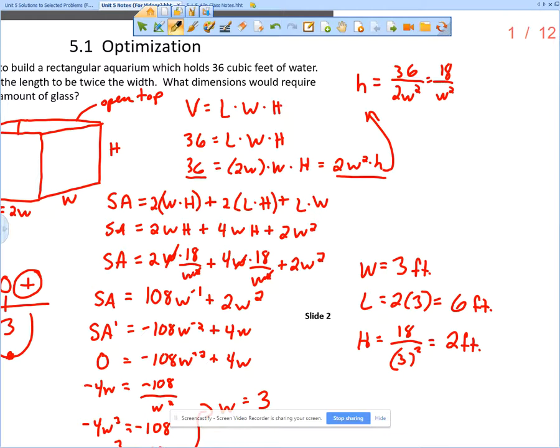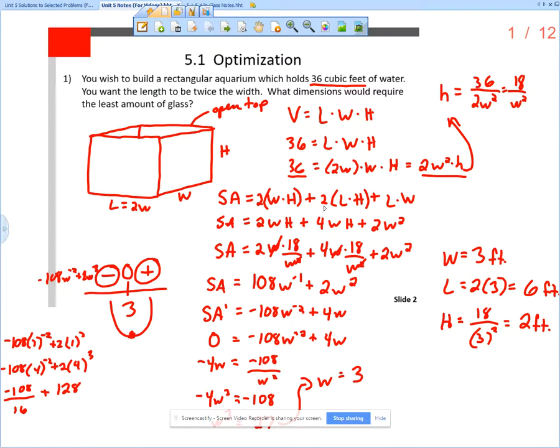Remember, this is in context. The volume is given in cubic feet, so you better make sure that the measurements are given in feet. All right, so that's slide number 2. There's a lot going on there, but the majority of this is just old stuff. Now all we're doing is setting up the problem, and that becomes the difficult part. So that's slide number 2.